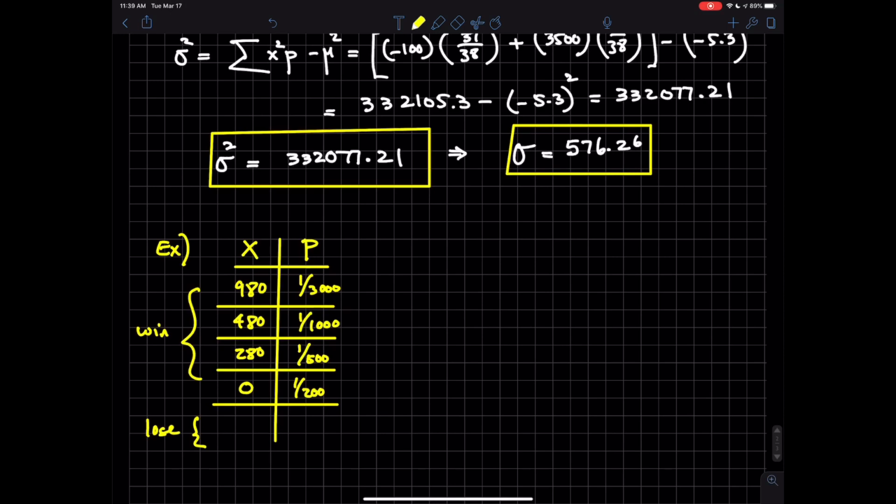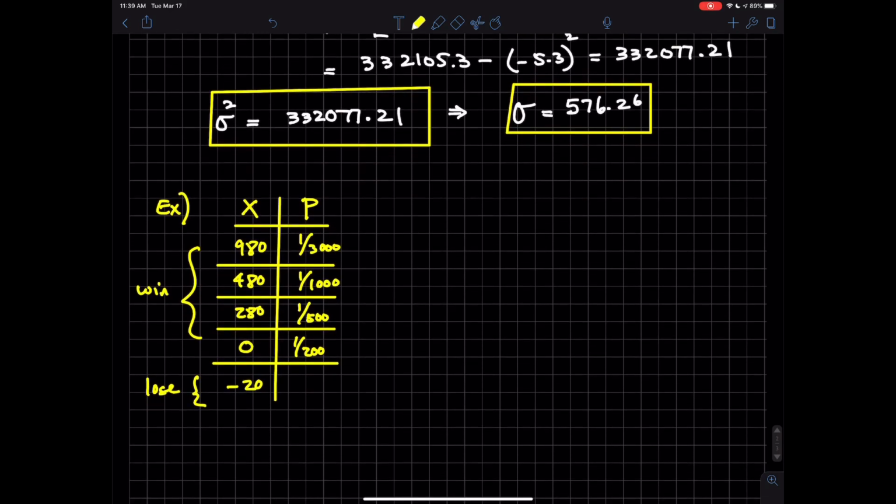Lose. And that has to correspond to some kind of value, and we're going to label that as -20, because if you lose the $20 you paid to buy the ticket, then you just lost that $20 if you don't win anything. And how am I going to calculate the probability of losing $20 since they haven't given it to me in the exercise?